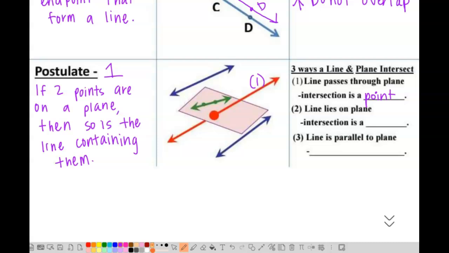Scenario number 2. The line lies on the plane. This intersection is a line. Which line is that? Green. It is on the plane. That's number 2.